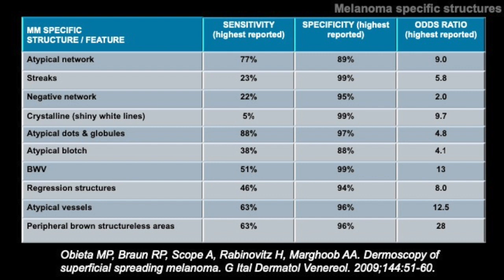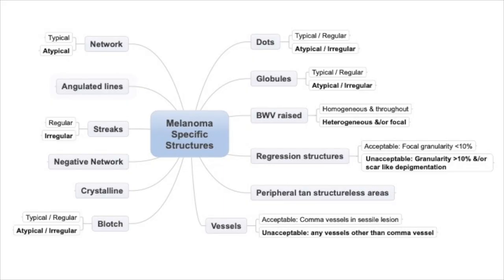Now, melanoma-specific means that there's a high specificity for the diagnosis of melanoma, and that carries with it a high odds ratio that the lesion in question is a melanoma. It doesn't mean that a nevus cannot have one of these features, but it is more likely to be a melanoma if you see that feature than a nevus. And the more features you have of these melanoma-specific structures, the more likely the lesion that you're looking at is in fact a melanoma. And these are the melanoma-specific structures.